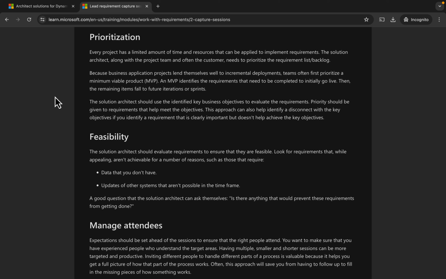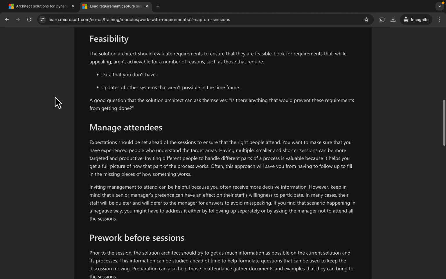The solution architect should use the identified key business objectives to evaluate the requirements. Priority should be given to the requirements that help meet the objectives. This approach can also help identify a disconnect with the key objectives if you identify a requirement that is clearly important but doesn't help achieve the key objectives.